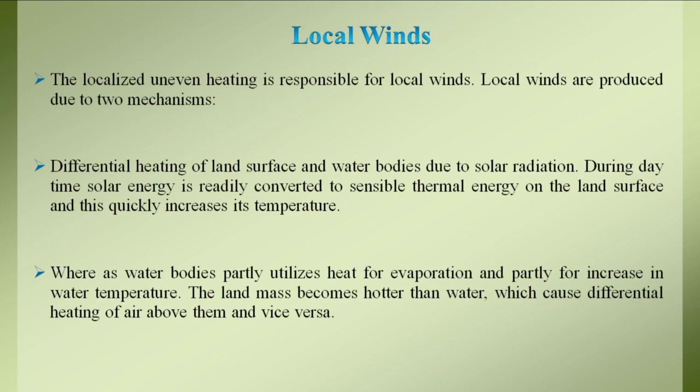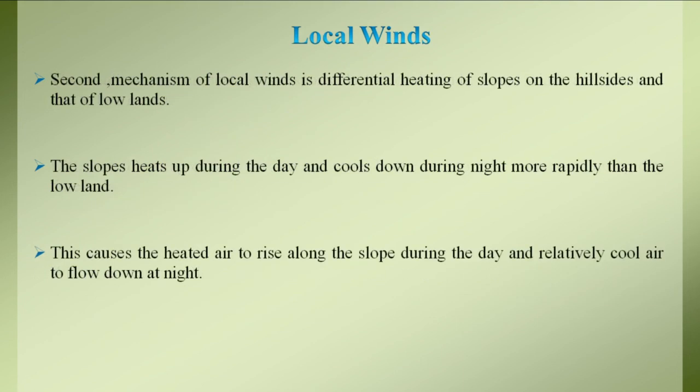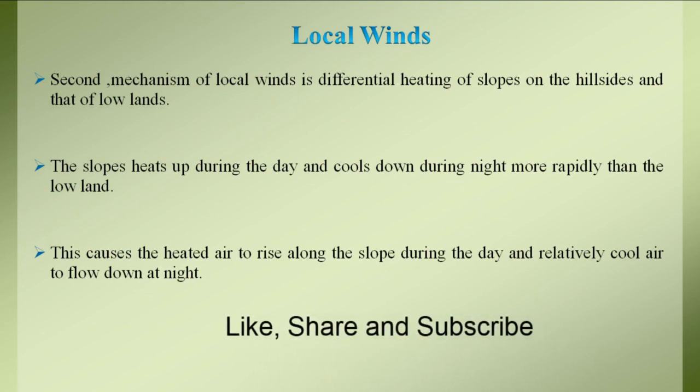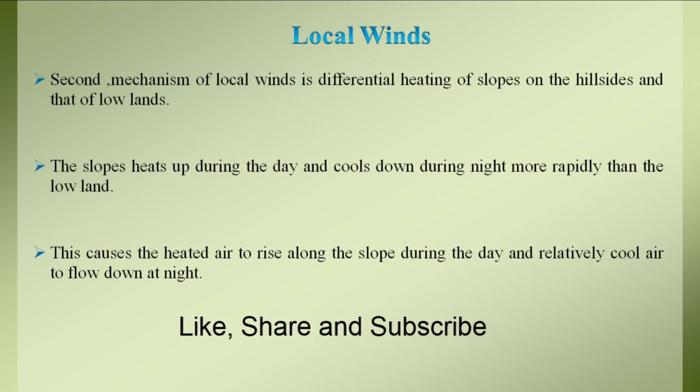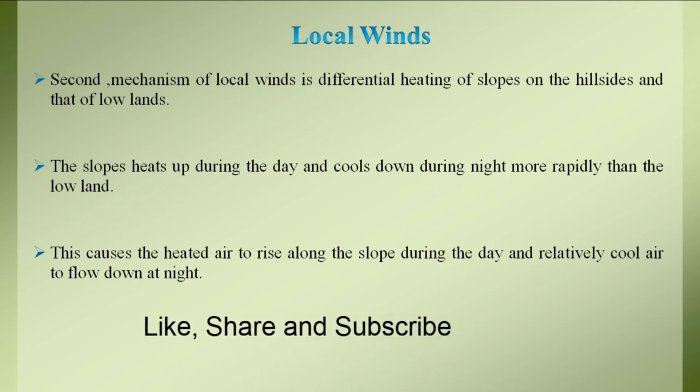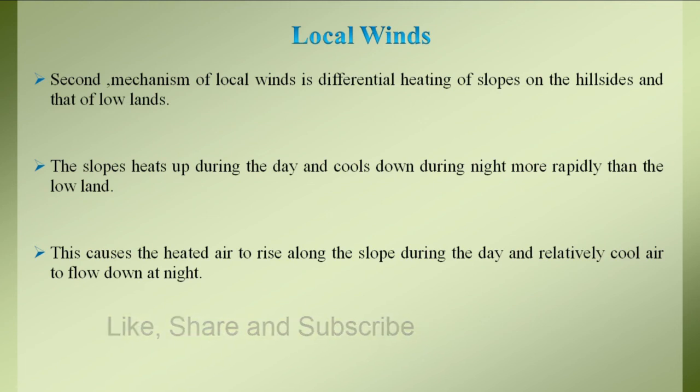Second, as we have seen, the mechanism of local wind is the differential heating of the slopes of the hillsides and that of the lowlands. The slopes heat up during the day and cool down during the night more rapidly than the lowlands, and this causes the heated air to rise along the slope during the day and relatively cool air to flow down at night. These parameters of uneven heating will create the global wind and local wind parameters.